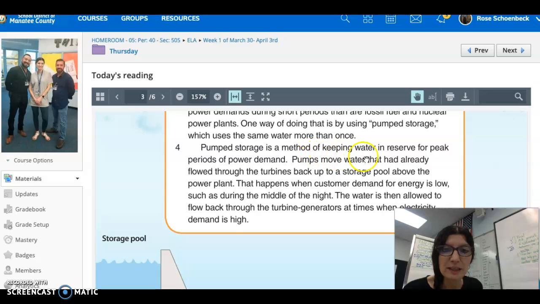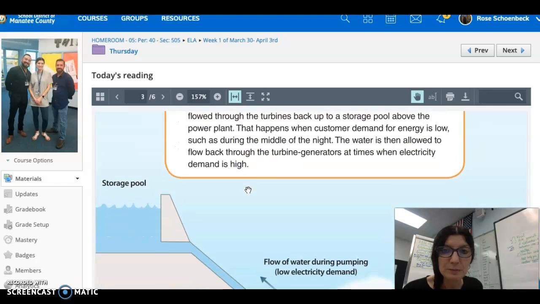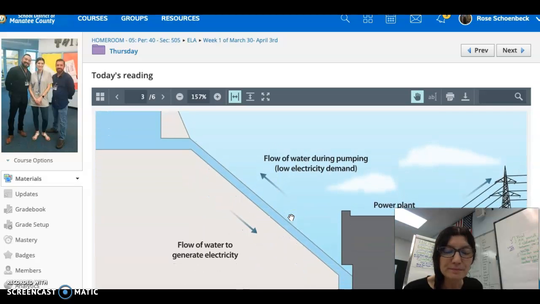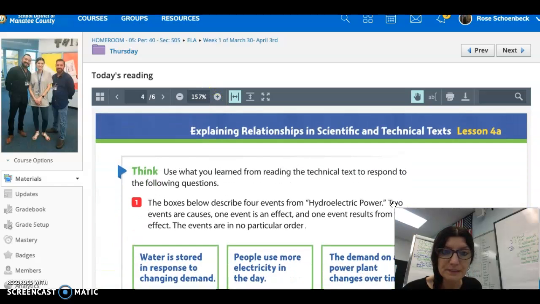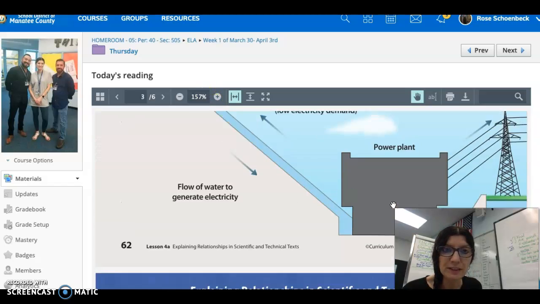Pumped storage is a method of keeping water in reserve for peak periods of power demand. A pump moves water that has already flowed through the turbines back to a storage pool above the power plant. This happens when customer demand for energy is low, during the middle of the night. The water is then allowed to flow back through the turbine generators at times when electricity demand is high. So here's another diagram: flow of water to generate electricity, flow of water during pumping, and the power plant. All right, those are the questions that you're going to use at the end.